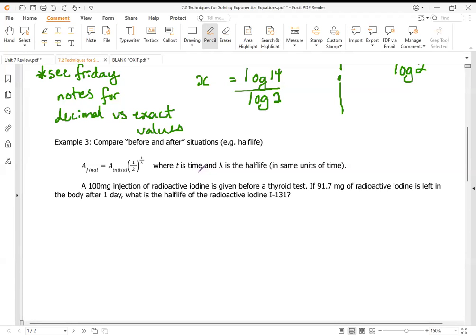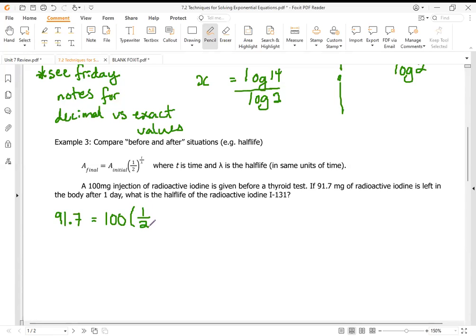So here we go. A final, A initial, half to the T over 2. In this case, we are starting with a 100 milligram injection. If this much is left in the body after 1 day, what is the half-life of the radioactive iodine I-131? I think it's good to know the context of why you would ever ingest iodine. So 91.7 is how much is left. 100 milligrams is how much I start with.